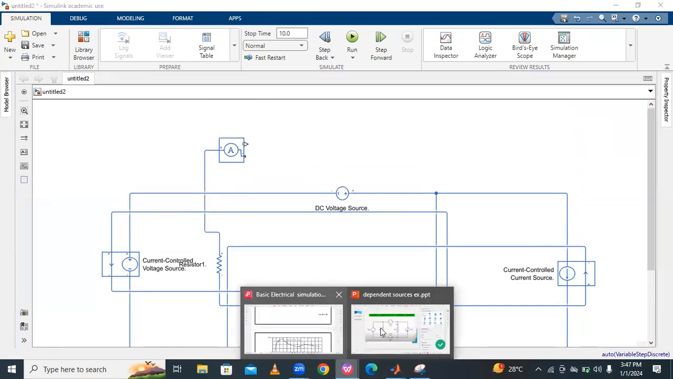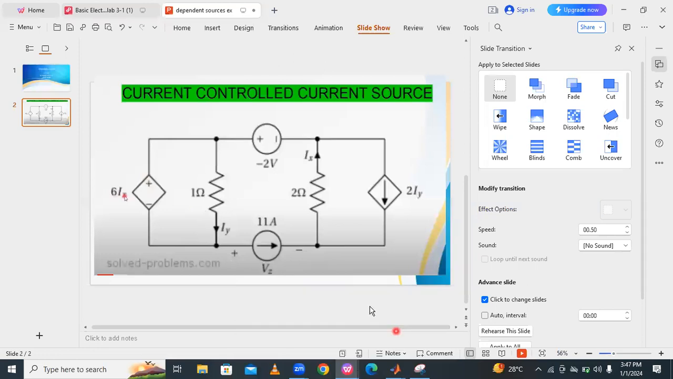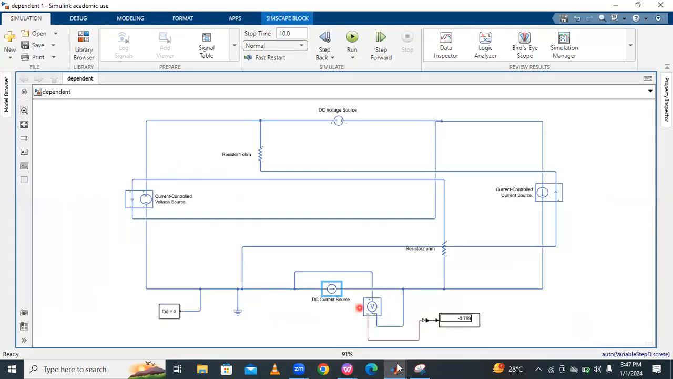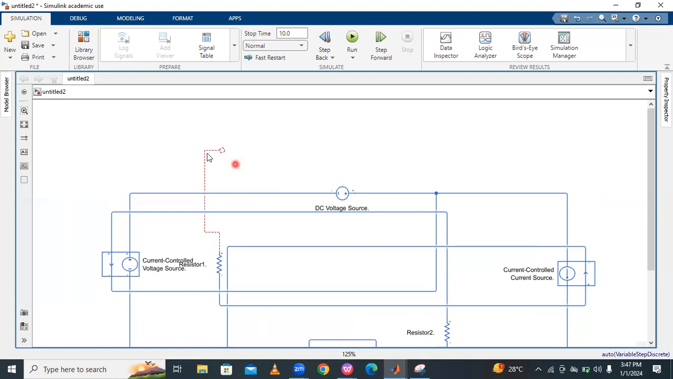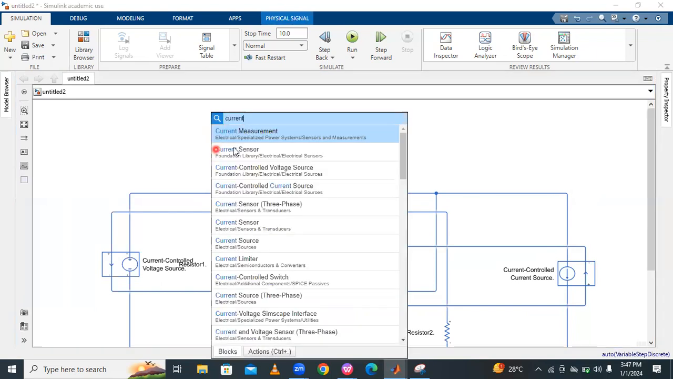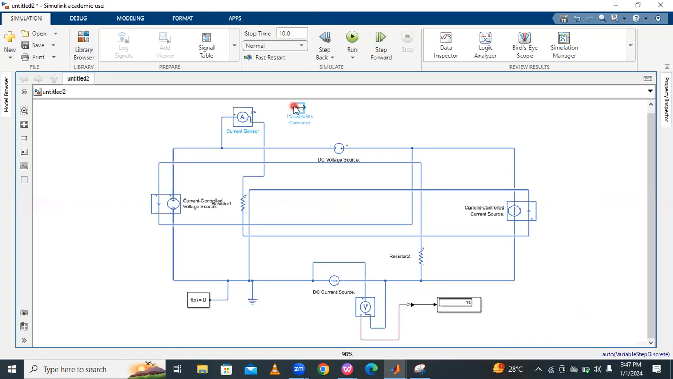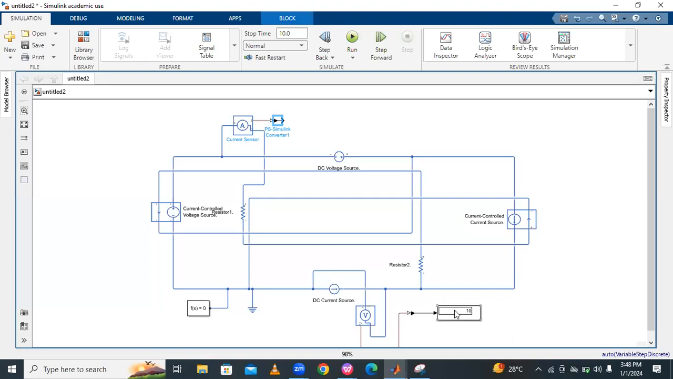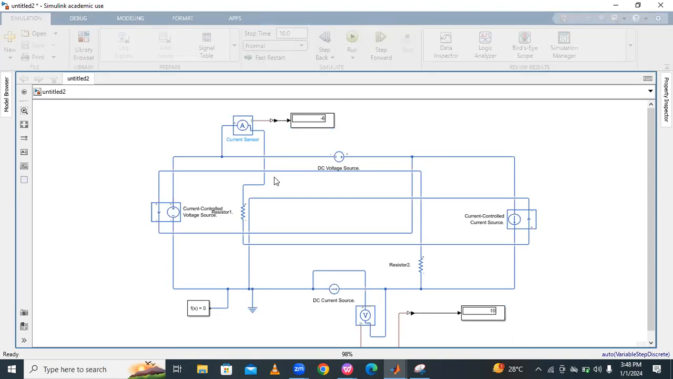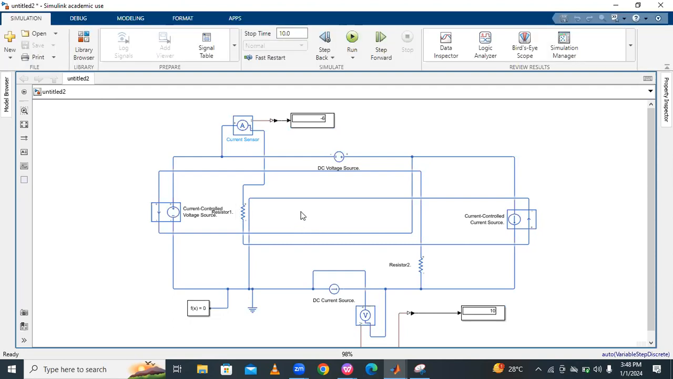What is the direction of current here? Downside direction. Okay, current is downside direction. That's why connect the current sensor. Take current sensor. Positive connect here, negative here, and then one PS Simulink converter is required. Place here PS Simulink converter and then one more display is required. Then simulate. Then 6 amps current flows into this resistor, it is called 6 amps.